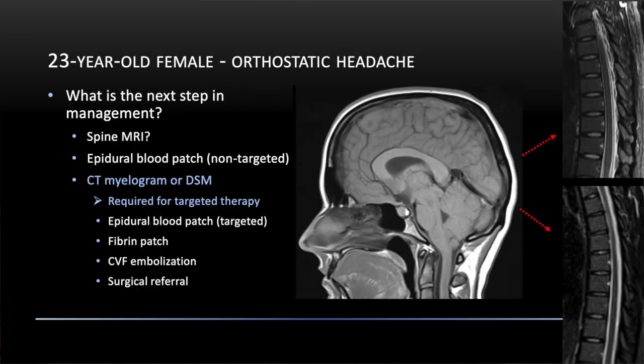This is a 23-year-old female with orthostatic headache, and I think the sagittal T1 tells us the story here. This patient has SIH and a spinal CSF leak. So what's the next step in management?